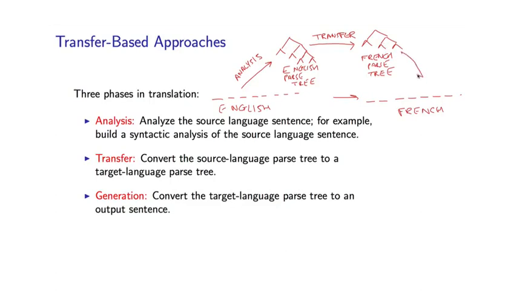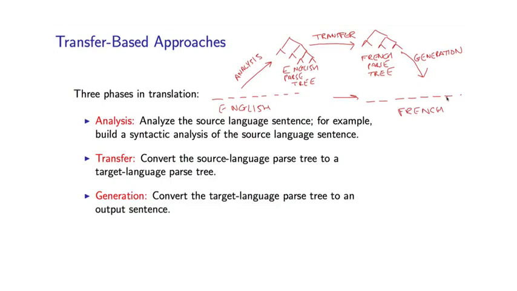Finally, there's a stage called generation, where we take this French parse tree and we produce the French string. This is usually, at least if this is just a syntactic structure, a simple step where we just remove the tree and produce the string.